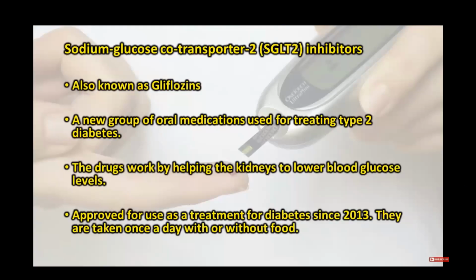So let's start. Sodium glucose cotransporter 2, SGLT2, inhibitors, which are also known as gliflozins, are a new group of oral medications used for treating type 2 diabetes. The drugs work by helping the kidneys to lower blood glucose levels. SGLT2 inhibitors have been approved for use as a treatment for diabetes since 2013. They are taken once a day with or without food.